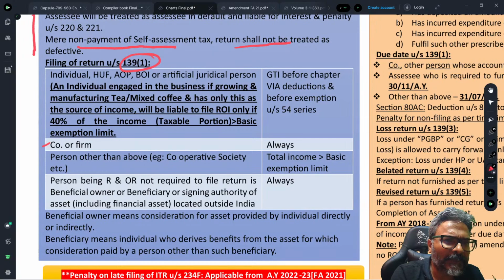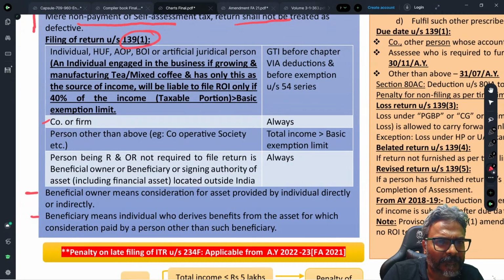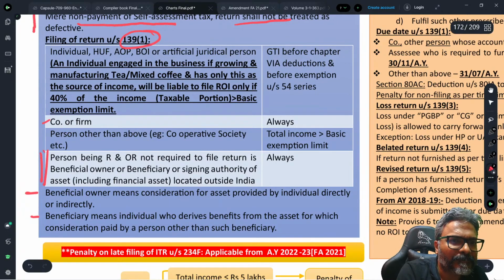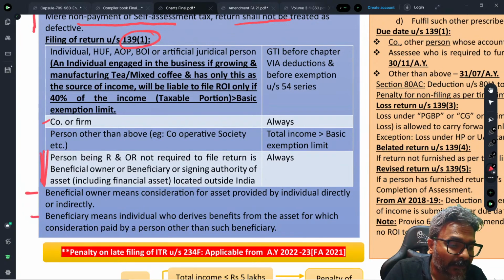Now, apart from that, students, just be very careful about these two persons. Beneficial owner here in this point. Person being a resident and ordinarily resident, who is not required to file the ROI but is a beneficial owner or the beneficiary or signing authority of the assets, including the financial assets located outside India. Now just please pay attention to this particular term.